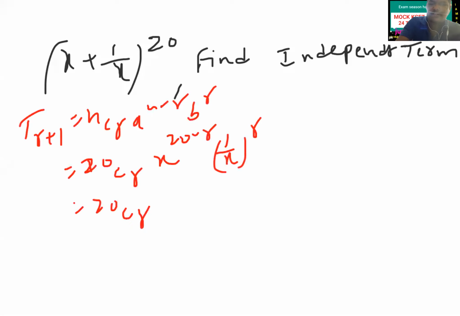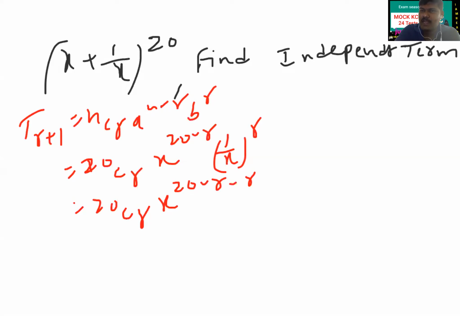20CR x power 20 minus R minus R. Why did I write minus R? Because x is in the denominator. If you transfer it to the numerator, the power becomes negative, yes or no? 1 by x whole power R: x transferred to the numerator becomes x power minus R, no? Understand what I'm saying?